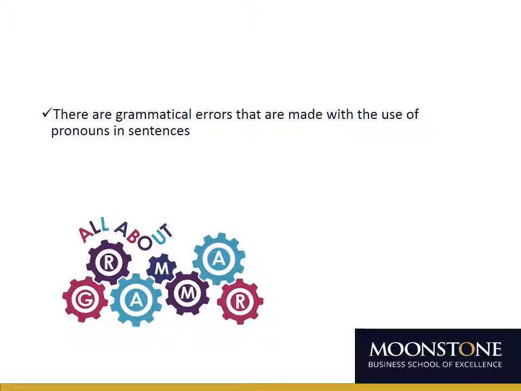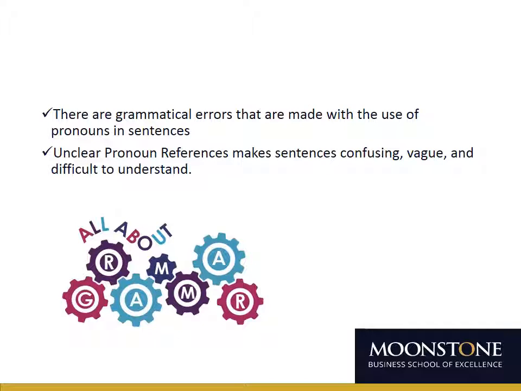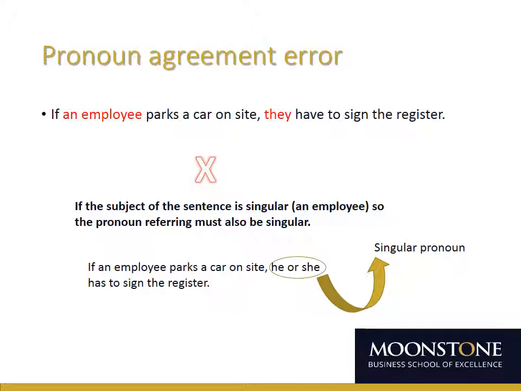There are grammatical errors that are made with the use of pronouns in sentences. Unclear pronoun references make sentences confusing, vague, and difficult to understand. The first error is the pronoun agreement error. Let's look at this sentence. If an employee parks a car on site, they have to sign the register.